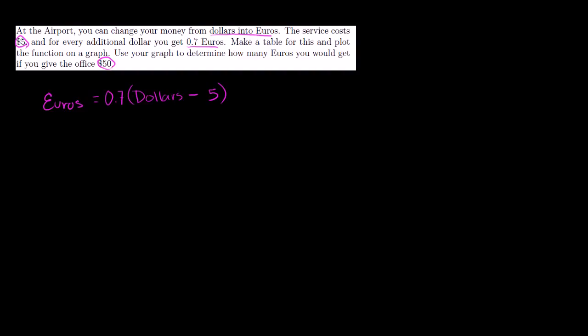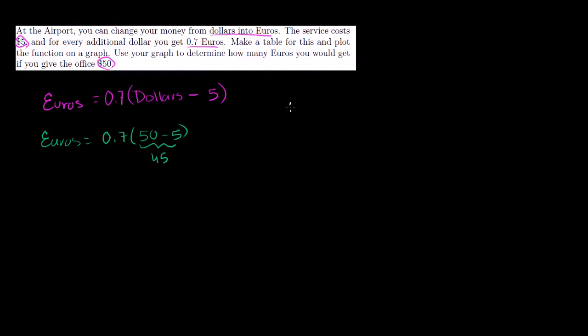Now, we can plot points. We can actually answer their question right off the bat. If you give them $50, we don't even have to look at a graph, but we will look at a graph right after this. So euros is equal to, if you have given $50, it would be 0.7 times 50 minus 5. You gave them 50. They took 5 as a service fee, so this is just $45, and it would be 0.7 times 45.